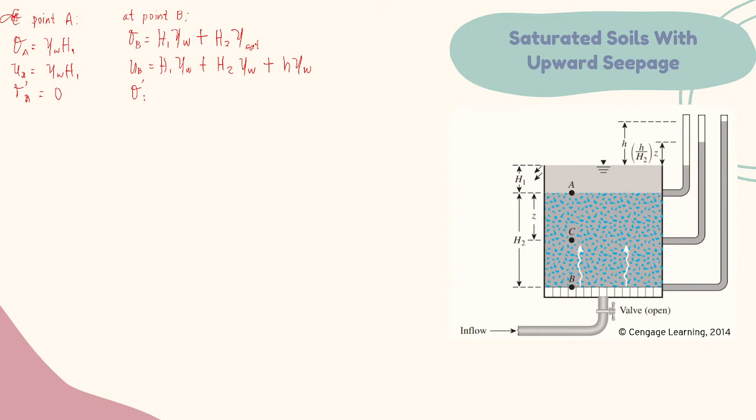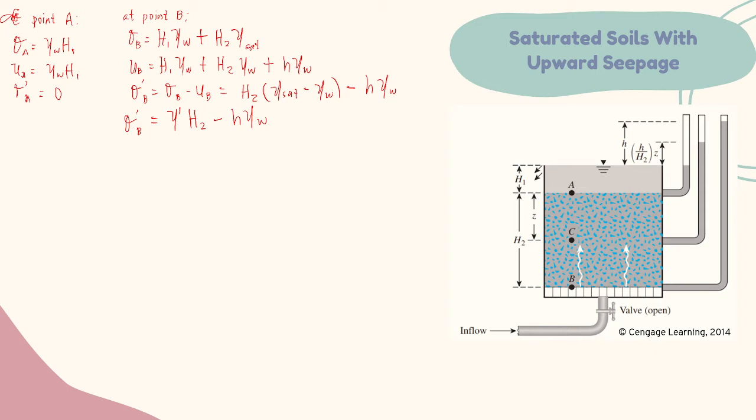So therefore, our effective stress at B is equal to sigma B minus U sub B. We can cancel this term, and then we are left with H sub 2 times gamma sat minus the unit weight of water, minus the head loss h times the unit weight of water, or simply we can write gamma prime times H sub 2 minus the head loss h times the unit weight of water. So that's the effective stress at point B.